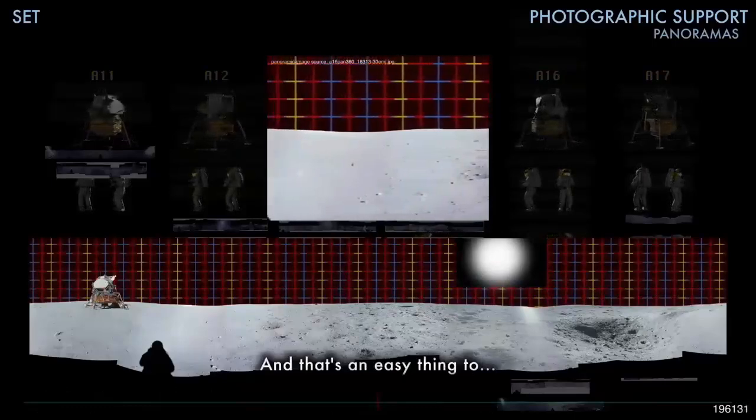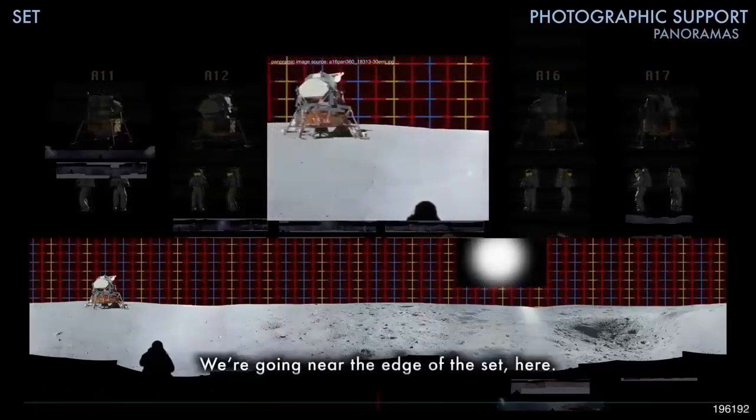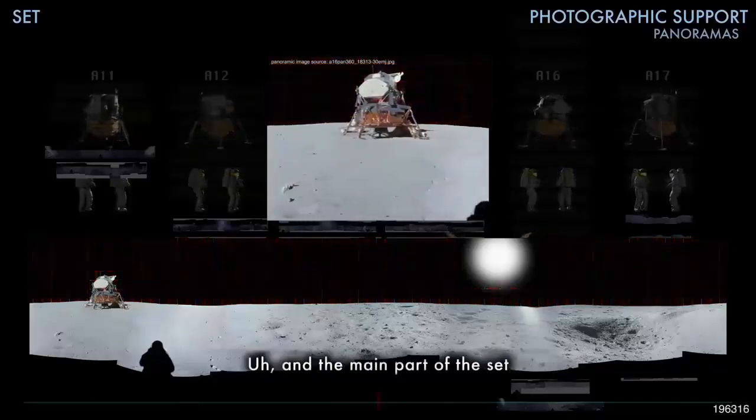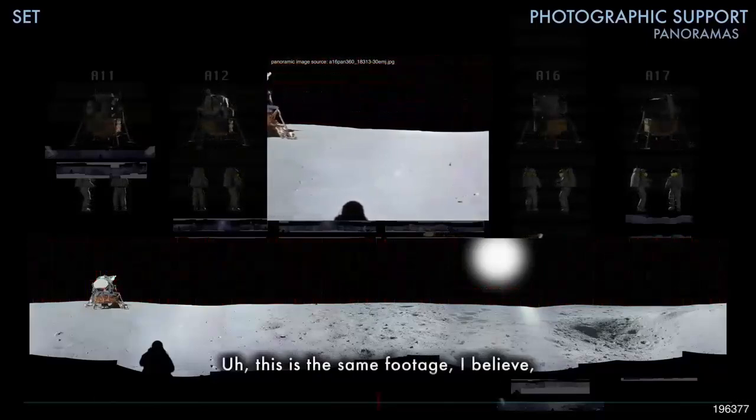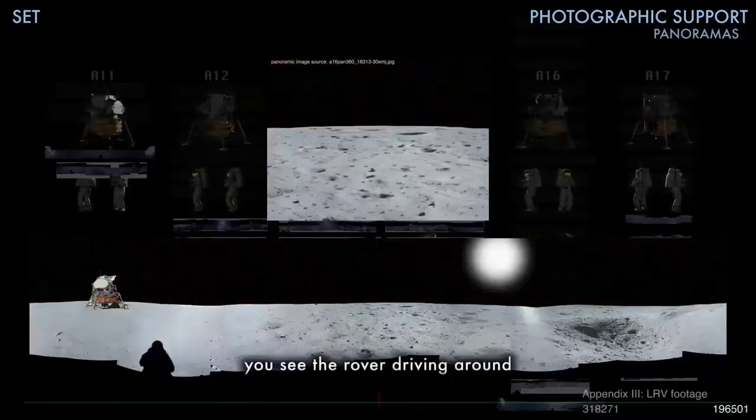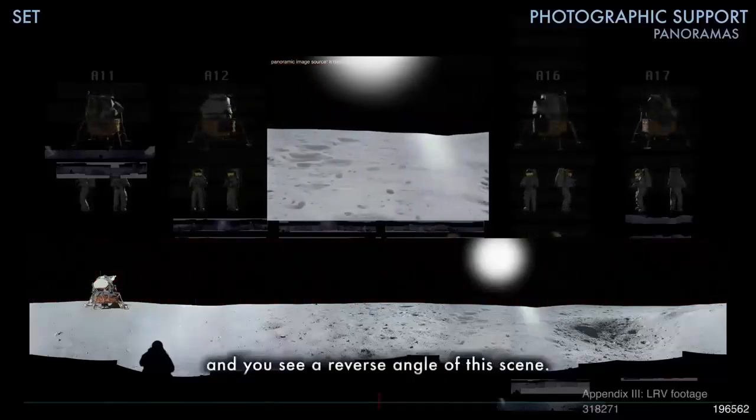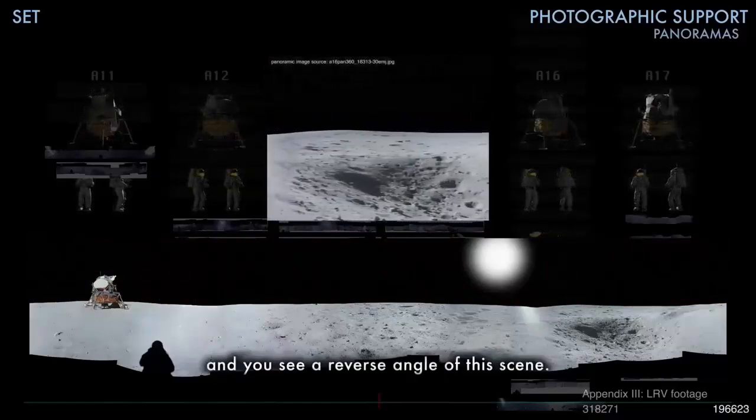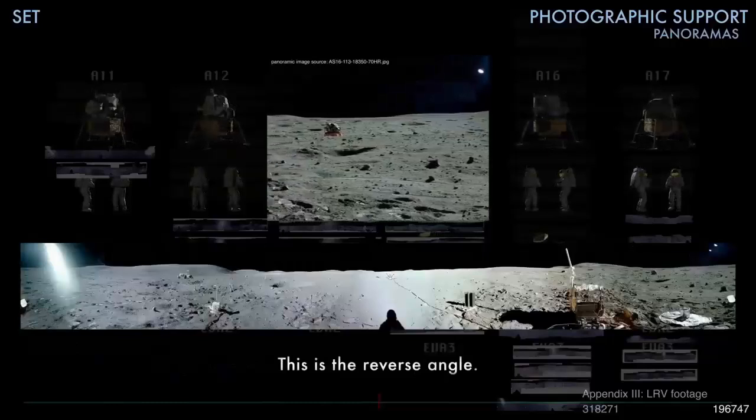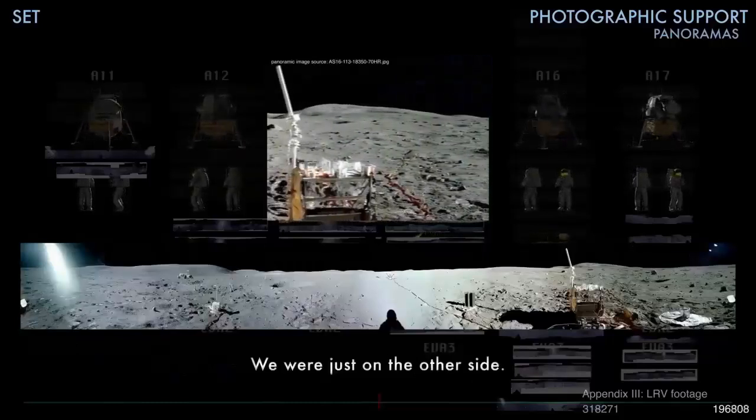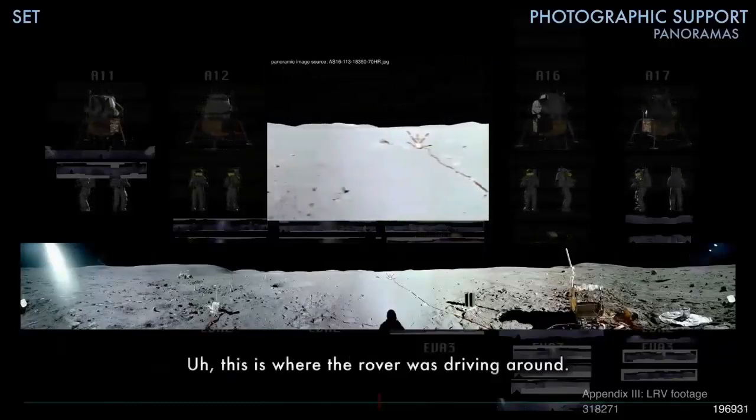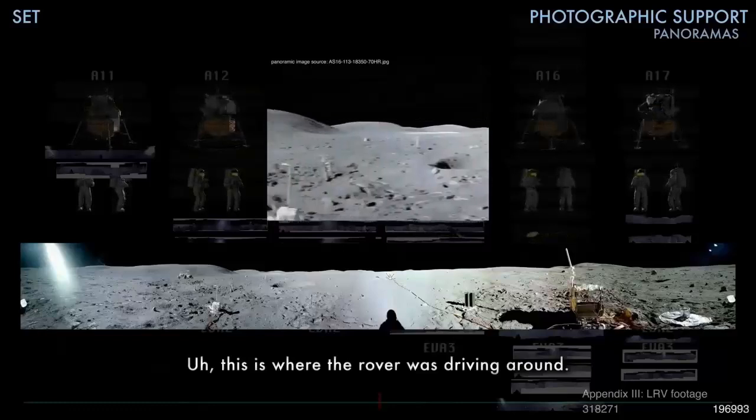Here, we're in a little dip, and that's an easy thing to do. We're going near the edge of the set here, and the main part of the set is on the other side of the LEM. This is the same footage, I believe, where you see the rover driving around and you see a reverse angle of this scene. This is the reverse angle, there's the LEM, we were just on the other side. You can see it's kind of a little hole there. This is where the rover was driving around.